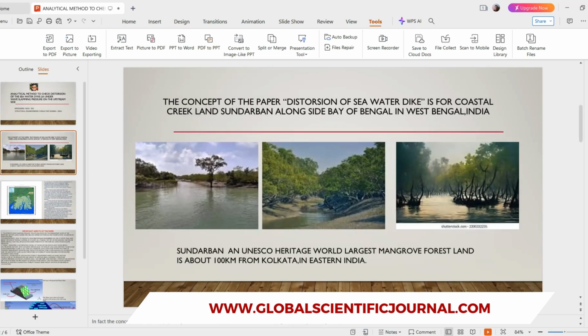You can see the Sundarban delta area, which is the concept of this paper. The distortion of the seawater dike is for the coastal creek land Sundarban alongside the Bay of Bengal in West Bengal, India. Sundarban, a UNESCO World Heritage site and the world's largest mangrove forest land, is about 100 km from Kolkata in eastern India. I'll go to the third slide.